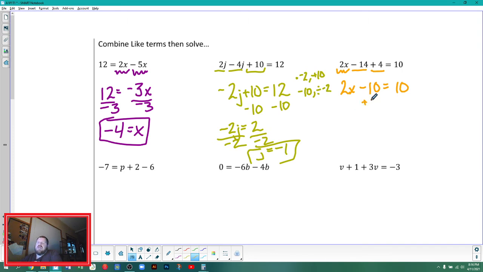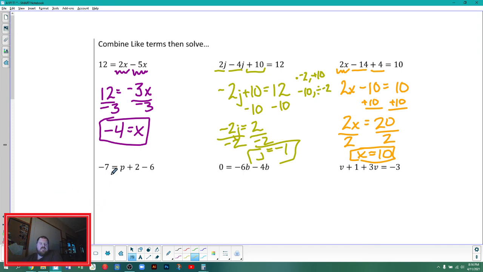So I'll add 10 first. Oh boy, I get a feeling for what this answer is going to be. Just another 10. Now I have to divide by 2 and then get that x is equal to 10. A lot of 10s in that problem.